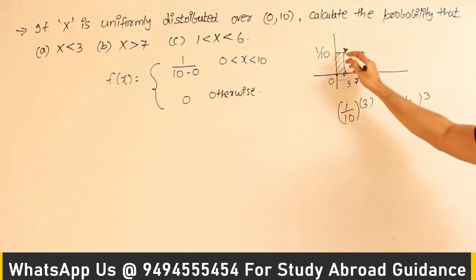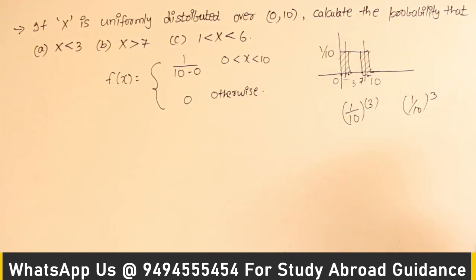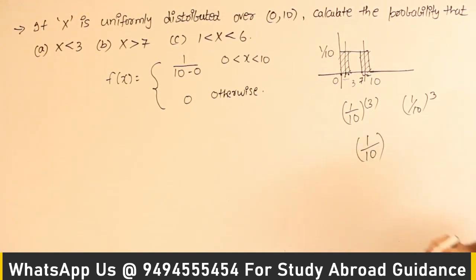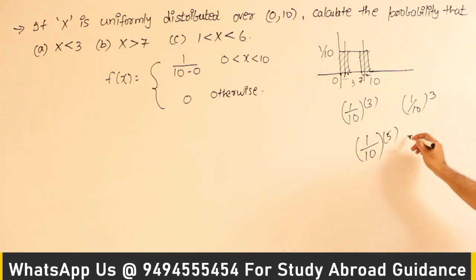And the next one is from 1 to 6, isn't it? From 1 to 6 they are asking. In that case, what is the length? It is 1 by 10, and what is the breadth? From 1 to 6, I think it is going to be 5. 6 minus 1 is 5, which means 1 by 2 is the probability. So 3 by 10, 3 by 10, and 1 by 2 are the answers.